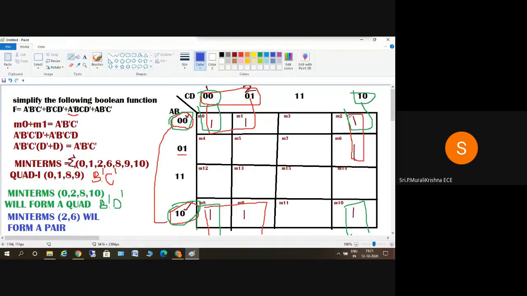So what are the values here? So these are the values here. So what are two rows? So these two rows. Okay. So these are the two rows here. So what are the rows here? A bar. A bar. So this is A bar. Okay. And what is the column term? So this is the column term here. CD, CD bar. And so we'll get C D bar. Final value is B bar C bar plus B bar D bar plus A bar C D bar.